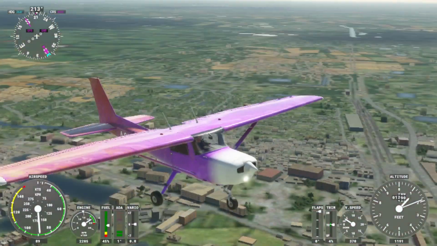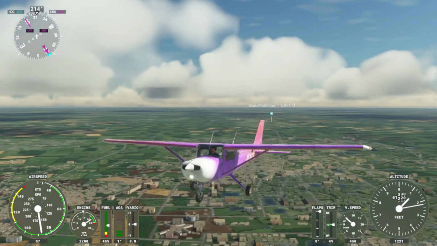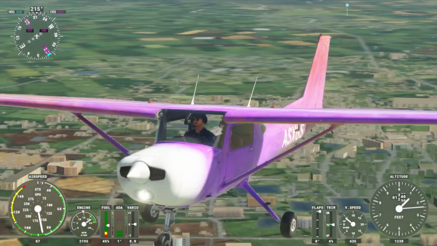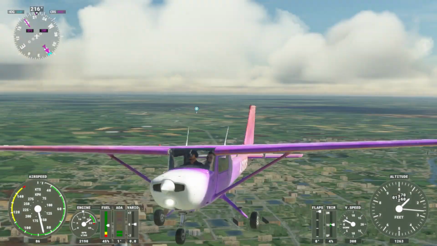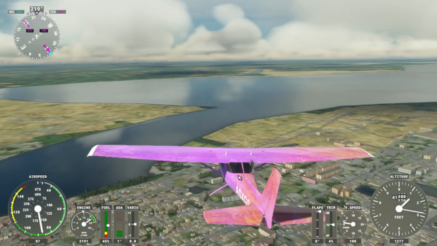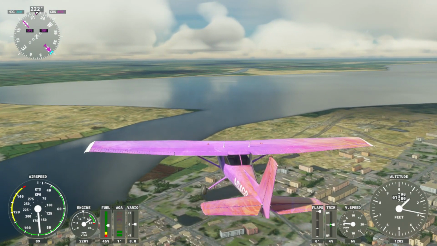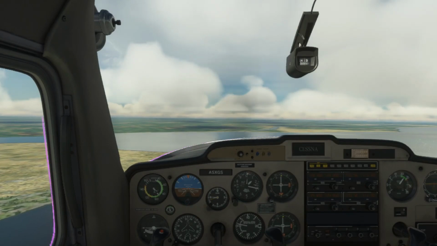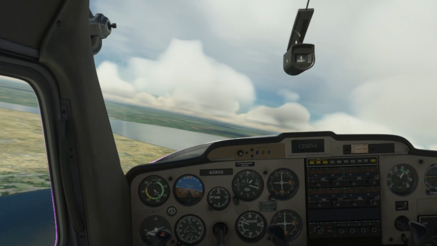This plane looks really good in the simulator. The simulator itself is really good, and my computer can't really handle the simulator as good, but it still works quite well compared to a lot of the other things that I play. I think now would be a good time to make a full left turn towards the airport.